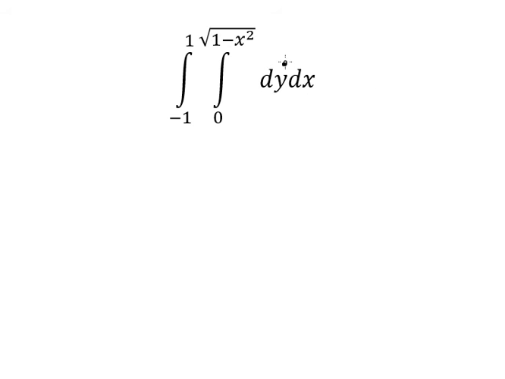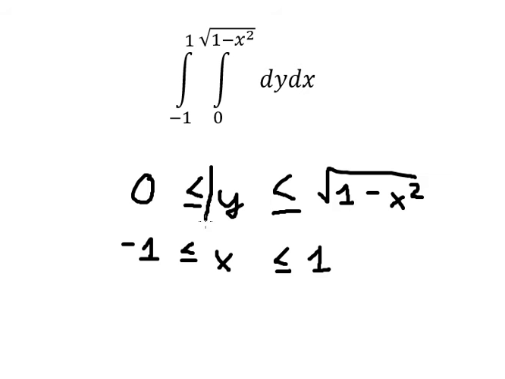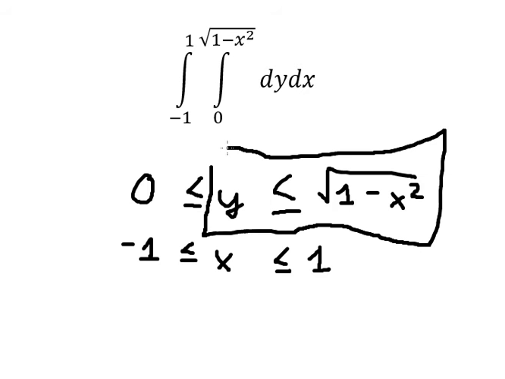First, we need to find the bounds of dy and dx. About this one, y should be greater than 0 and smaller than or equal to the square root of 1 minus x squared. About dx, x is between negative 1 and positive 1. Now I will concentrate on this one only.